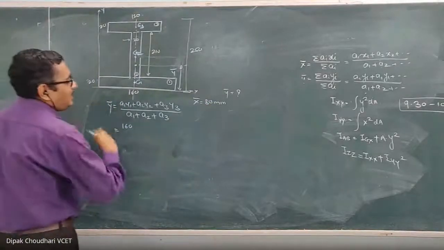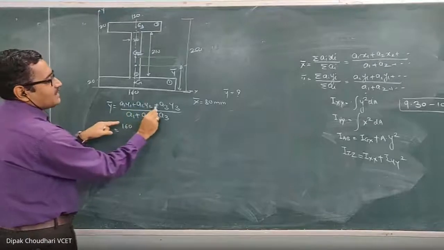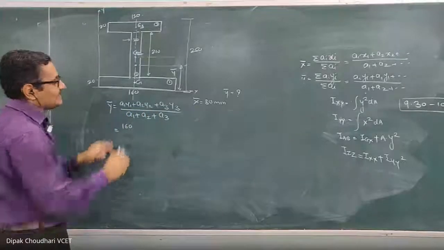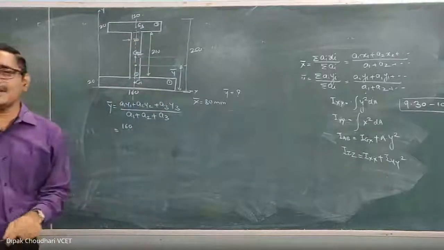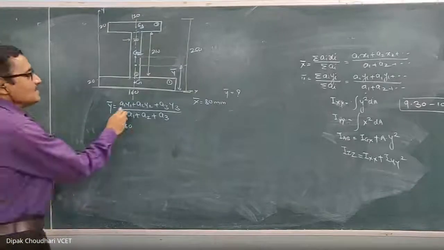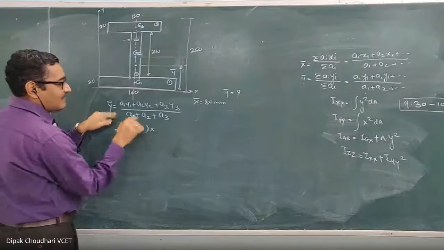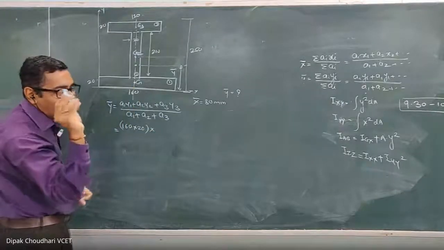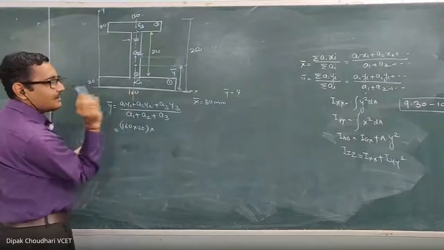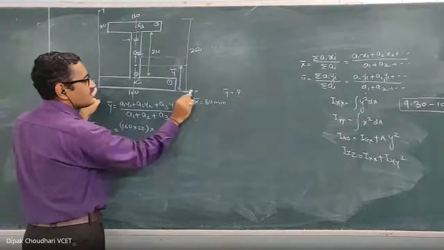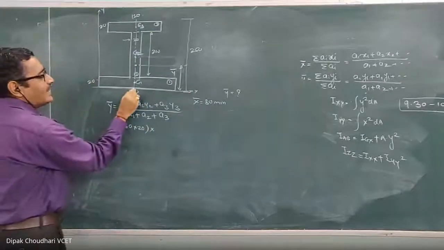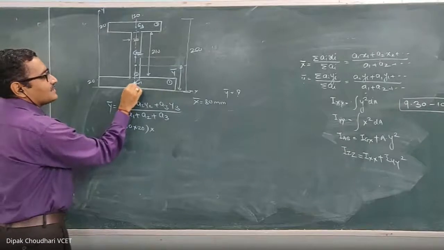So y bar equals a1 y1 plus a2 y2 plus a3 y3 upon a1 plus a2 plus a3, since I have split it into three rectangular parts. So a1 equals 160 into 20, this is the area, into y1. y1 is a y coordinate, and the y coordinate is the vertical distance from the reference x-axis. The reference x-axis we have considered as the extreme bottom line. So this is the vertical distance of the centroid.